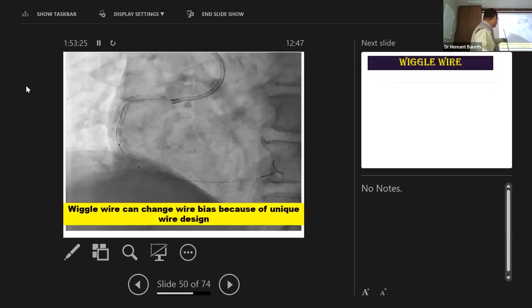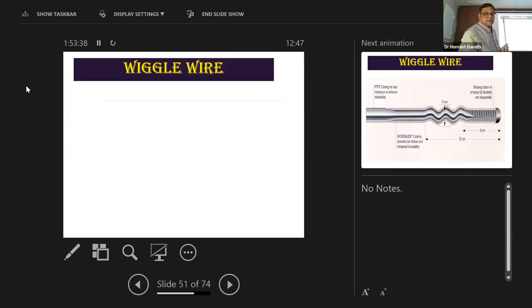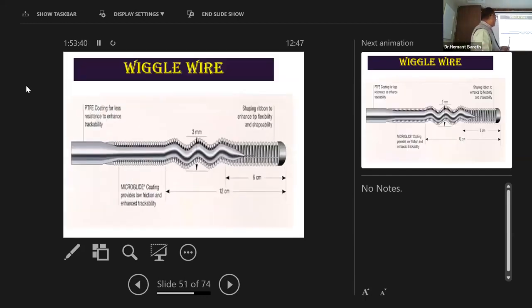So with this wiggle wire, this whole procedure was done, and this distal stent strut was negotiated, and PCI was done. Ultimately, it could change the wire bias, and once the wire bias was changed, the wire could cross beyond, and the balloon could actually cross beyond the stent strut, and then you could post dilate it. So what is this wiggle wire? So you see, this is the wiggle wire.